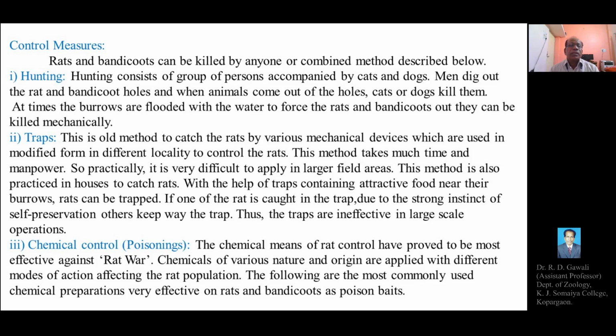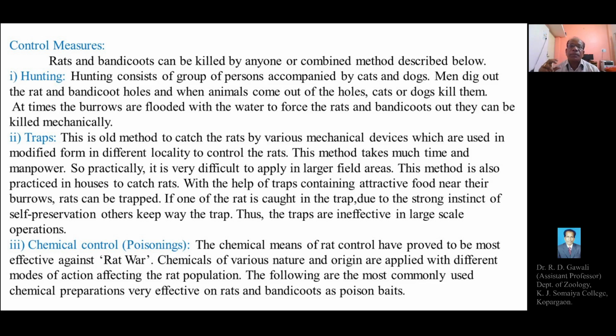Then the second method, that is use of traps. This is also an old method to catch the rats by various mechanical devices which are used in modified form in different localities to control the rats. This method takes much time and manpower, so practically it is very difficult to apply the use of traps in larger field areas. This method is also practiced in houses to catch rats.